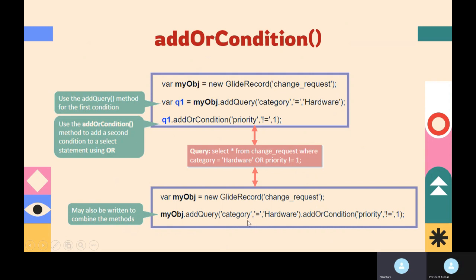You can execute an OR condition this way as well. How it is written below: my object dot addQuery category equal to hardware, then dot addOrCondition priority not equal to 1. So this way you can run an OR condition in GlideRecord as well.